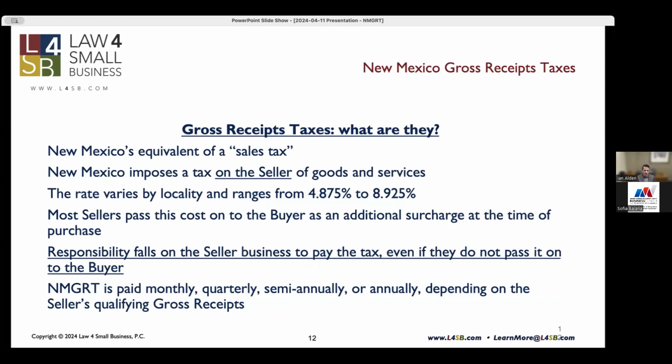Before I jump into gross receipts tax, are there any questions? I don't see any so far.